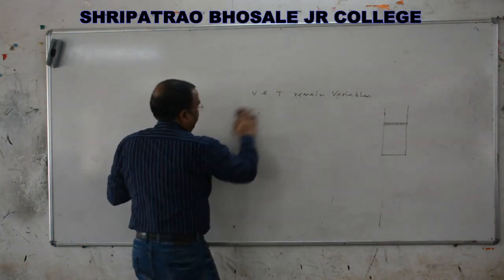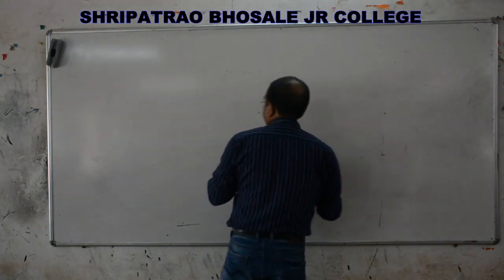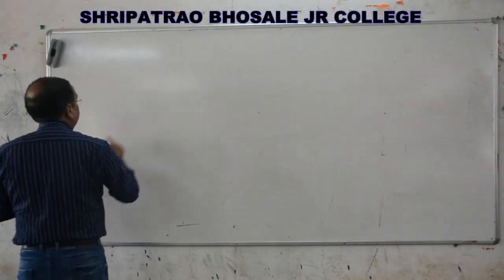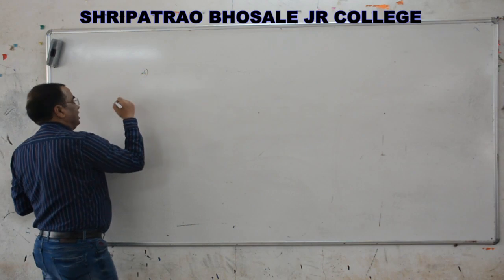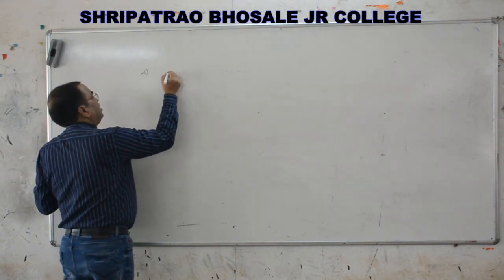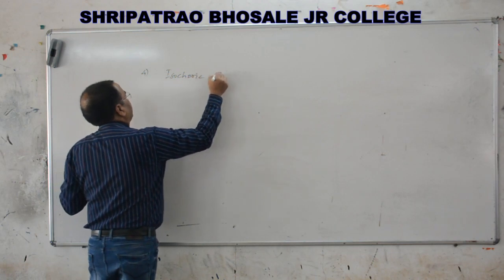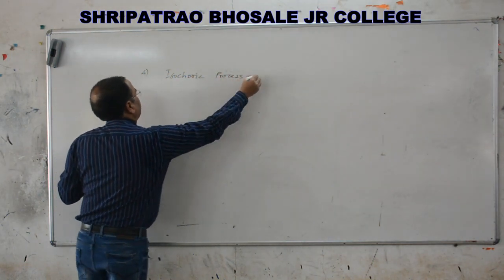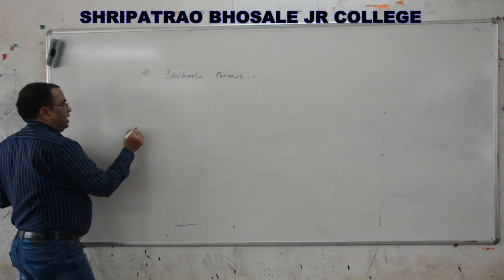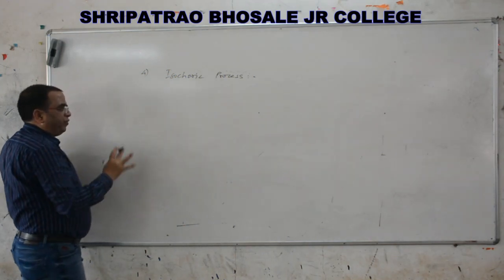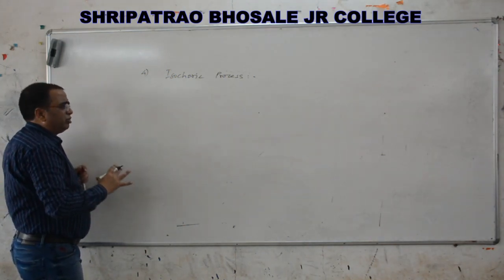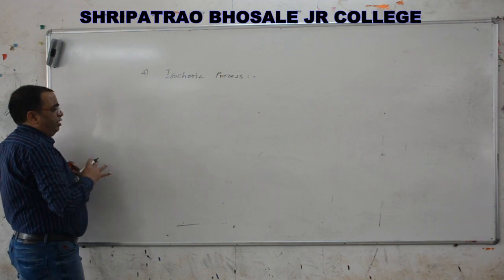And next one is the fourth one, isochoric process. Isochoric process means when the gas is kept in a confined container and pistons are also rigid, nothing is allowed to expand or contract.